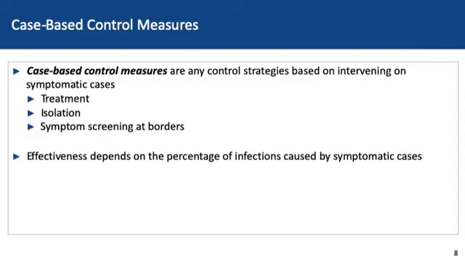The effectiveness of these measures depends on the percentage of infections caused by symptomatic cases. So that is, if the latent period is much, much less than the incubation period, say for a disease like HIV, these methods are going to be completely ineffective because most infections are going to be caused by people who are not yet symptomatic. Whereas if the latent period is longer than the incubation period, these measures can be very effective at controlling the disease because we can catch people who have symptoms and prevent them from causing additional transmission.